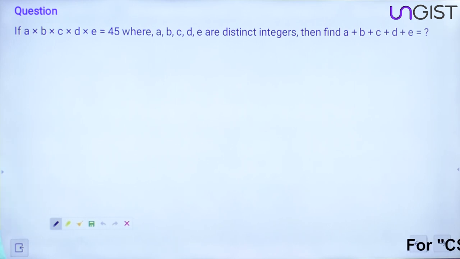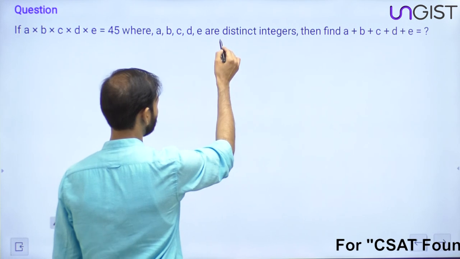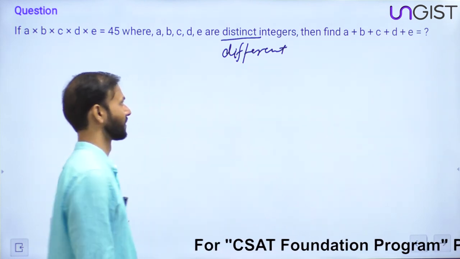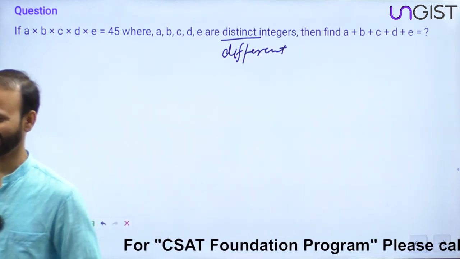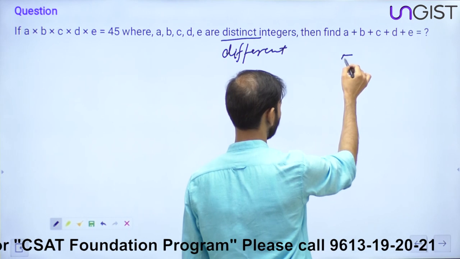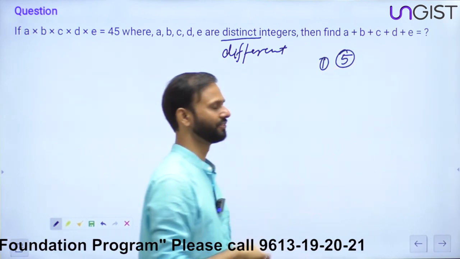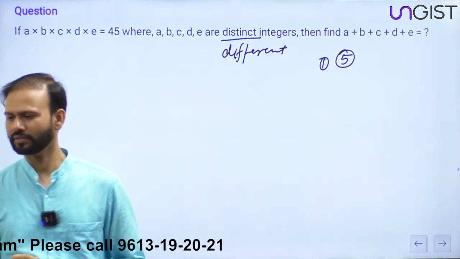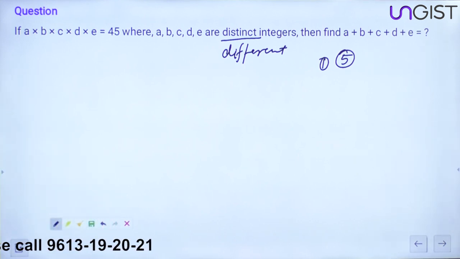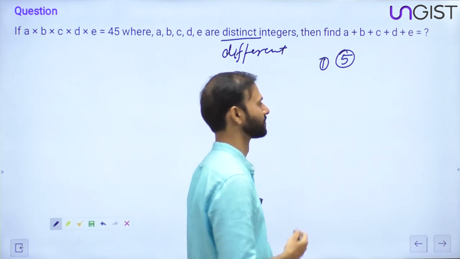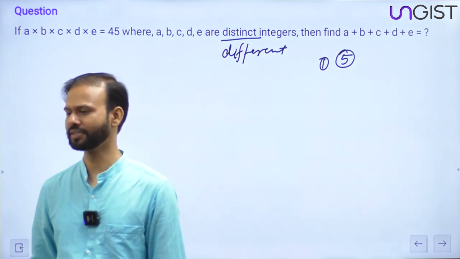Distinct means what, everyone? Different. Distinct means different. Right? Different numbers should be there. Kapil is saying 5 is the answer. Okay. One answer I'm getting as 5. Any other answer, anyone? Okay, Muskan is saying 5. Alright.